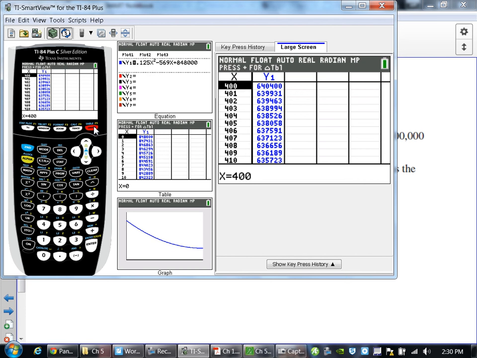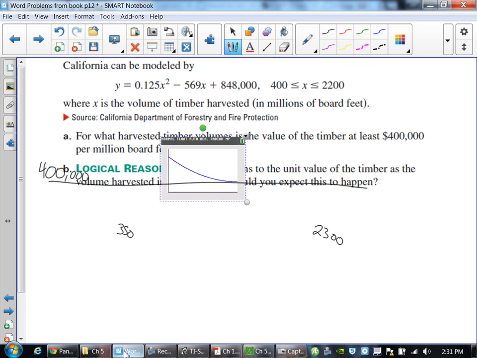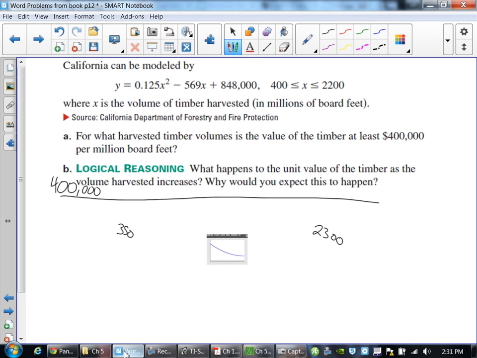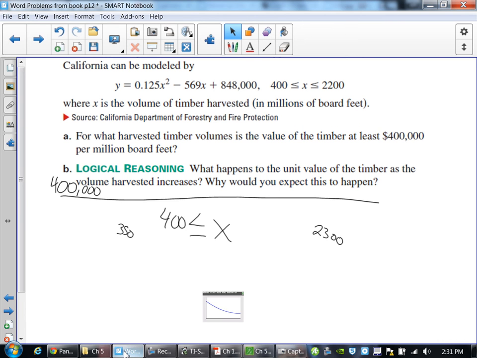That's it. Okay? What I'm saying here is you're looking for it because it's asking you for between what levels is it at least 400,000. I know that at 400, where my graph starts, it's at least 400,000. It's at 640,400. So I know that for this to be workable, x would have to be greater than or equal to 400, but at what value does it become smaller than 400,000? Just keep scrolling to find it. That's it. You're just pressing buttons.